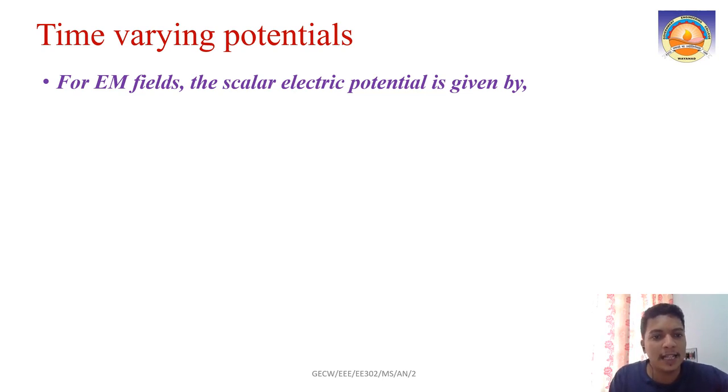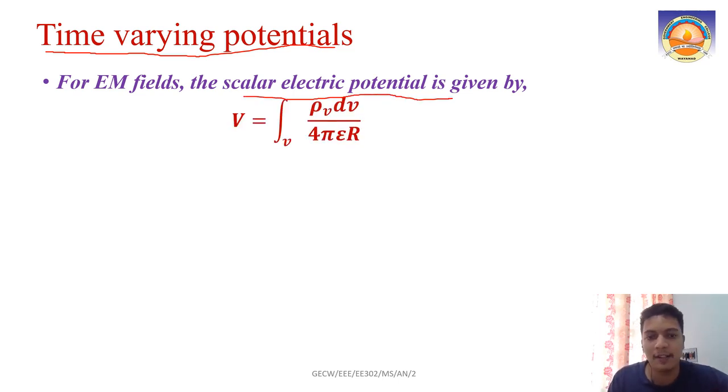We know now we are getting into the time varying potentials. We already defined the potentials for what? The static conditions. So the scalar electric potential, whatever we know of the potential difference, is given by what? Rho v dv by 4 pi epsilon r, integral over the volume, right? So this we already know. For a particular volume, if we know the volume charge density, then at a particular point r, it is given by rho v dv by 4 pi epsilon r.